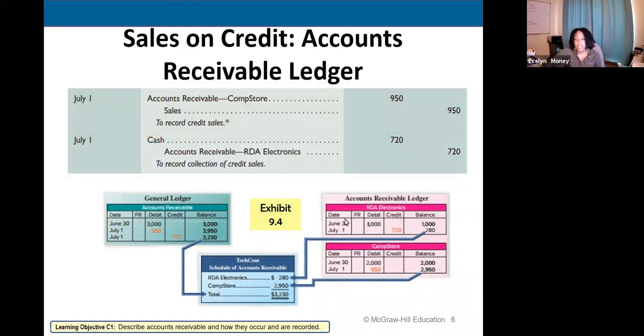Now, in terms of the subsidiary ledgers, we're going to keep track of each customer separately so that we can send them statements, so that they can have an idea of how much they owe us, and so that we can keep track of who owes us what. We will then do a schedule of accounts receivable that lists all of my subsidiary ledgers, each customer along with their account balance, and that should add up to the total amount in accounts receivable.